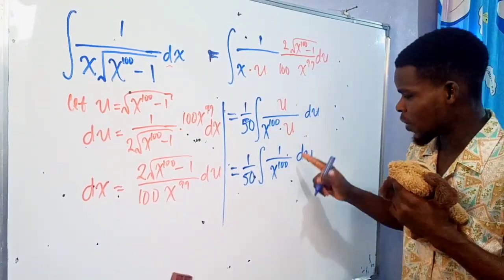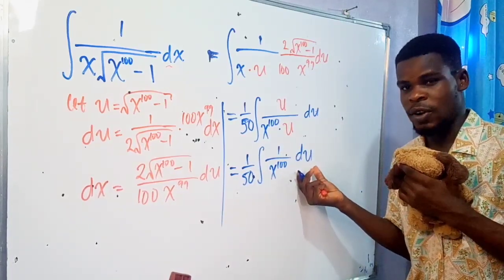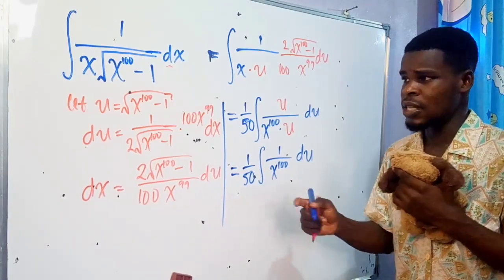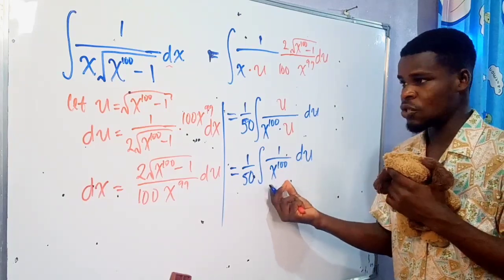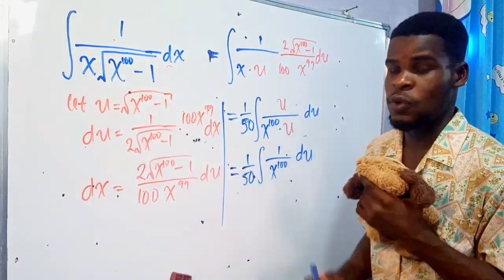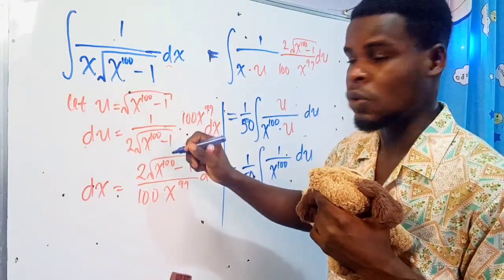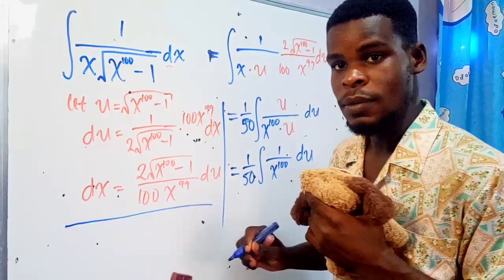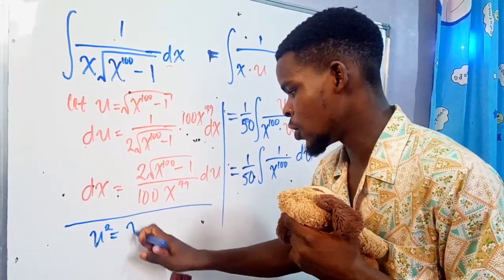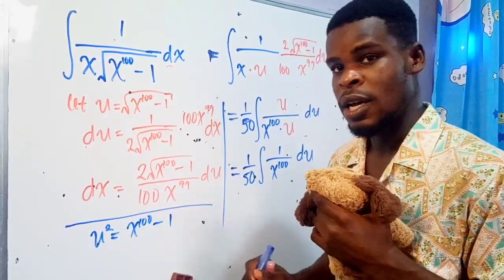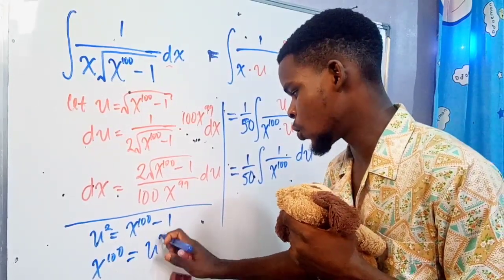So as you can see, we still have a term in terms of x, but we want to integrate over the u variable. And you know that we can't treat x as a constant, because x and u are related to each other. They are both variables. So we need to make sure that we replace this with something in terms of u. So we make x raised to the power of 100 the subject of the formula from this particular equation. If we take the square of both sides, we are going to have u squared equal to x raised to the power of 100 minus 1. So we add 1 to both sides. That tells us that x raised to the power of 100 will be u squared plus 1.